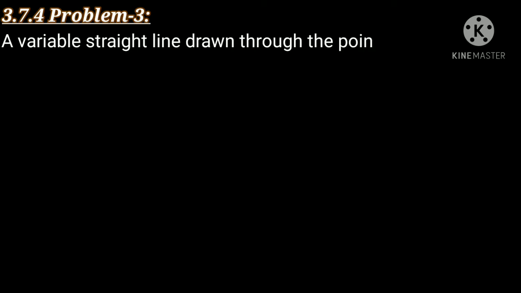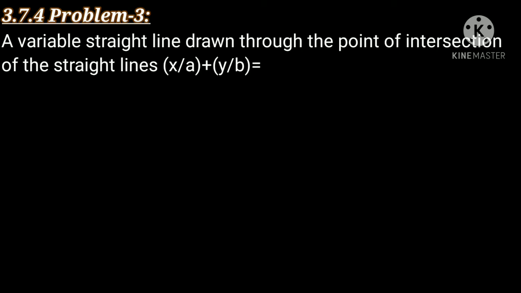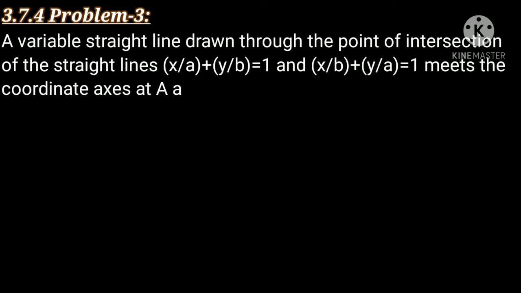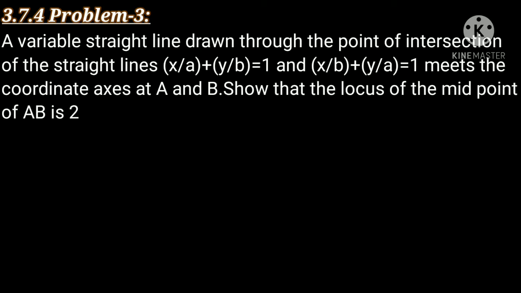3.7.4 Solved Problems. In that, problem number 3: a variable straight line drawn through the point of intersection of the straight lines x/a + y/b = 1 and x/b + y/a = 1 meets the coordinate axes at A and B. Show that the locus of the midpoint of AB is 2(a+b)xy = ab(x+y). This is our given problem.